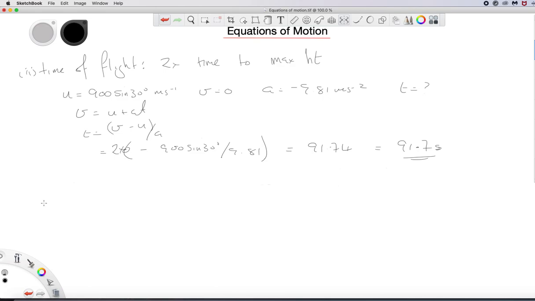The final part then, part three, the range. And of course, in this case, what we mean by range is the distance travelled horizontally during the time of flight.